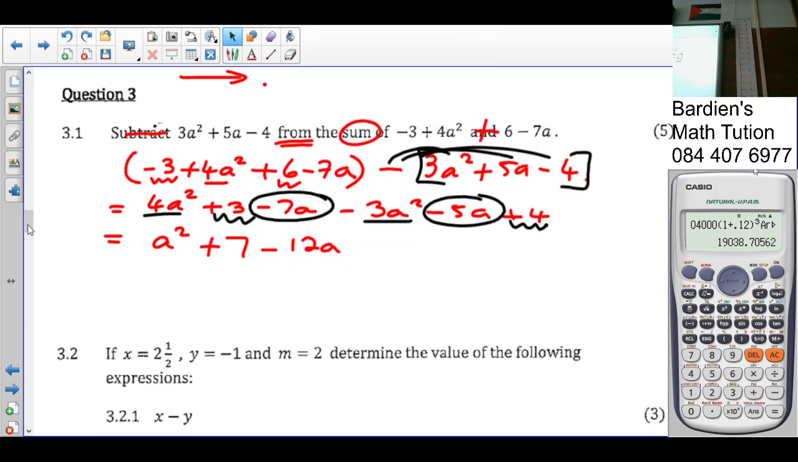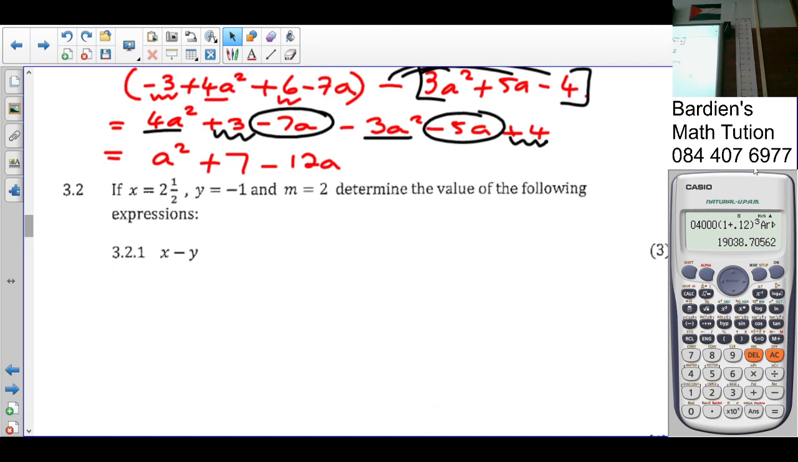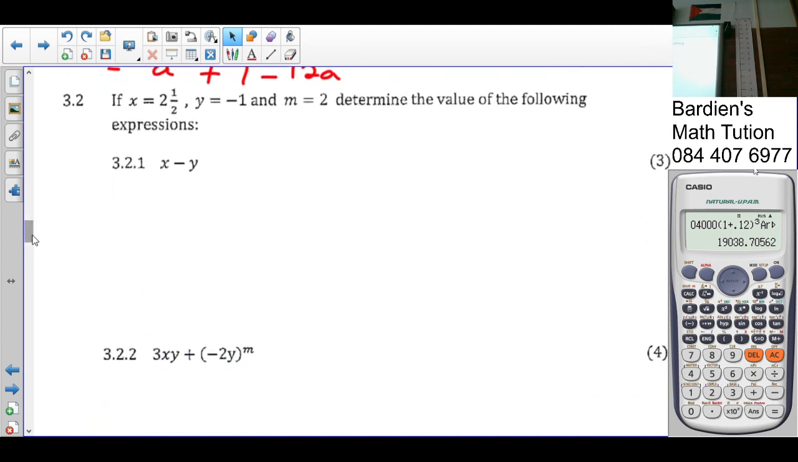Okay. The next sum. Question 3.2.1. We are told that if x is equal to 2.5, y is equal to negative 1, and m is 2, determine the value of the following expression. Remember, do this without using your calculator.